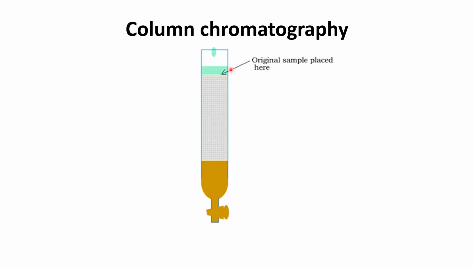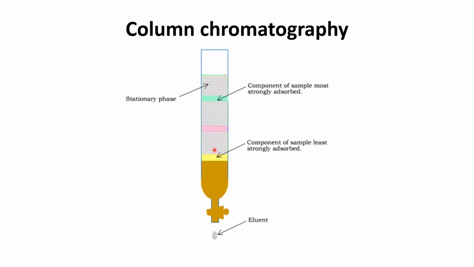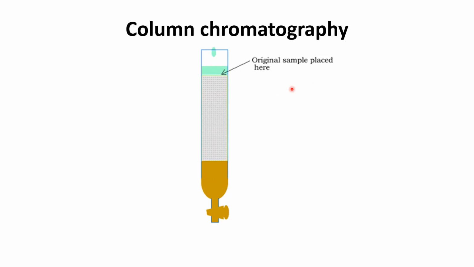So here you can see how column chromatography takes place. The mixture is put and then solvent is added, and then the compound gets separated into three components, and the solvent which we get from the bottom is called the eluent. So the component which is least strongly adsorbed we get first, and the component which is adsorbed more strongly we get at the last.